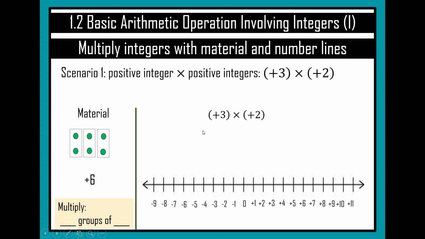On the number line, we start at 0. We are going to look at positive 2, which means travel 2 to the right. And then we are going to look at positive 3, which means it will be repeated 3 times. So we already did it once, 2, 3, and we land at positive 6.